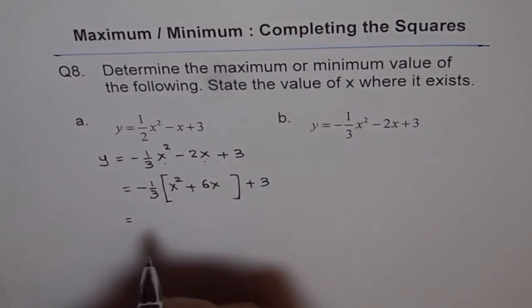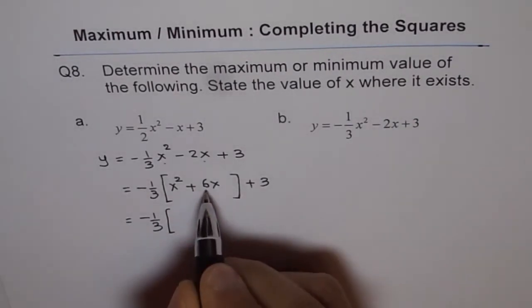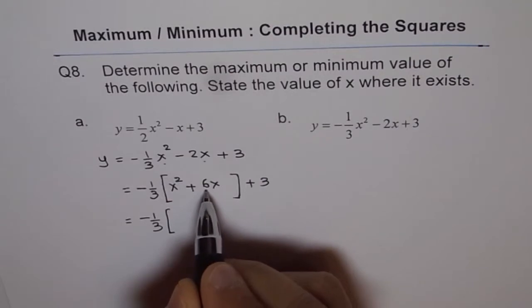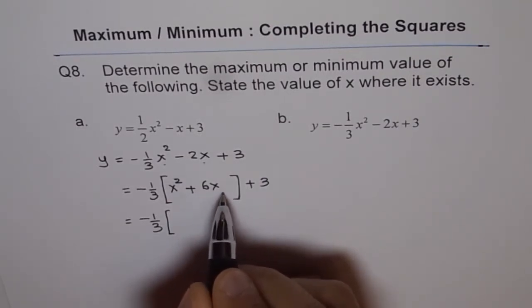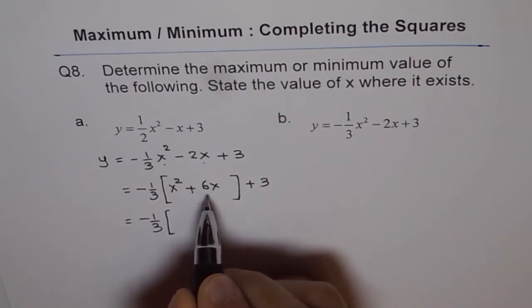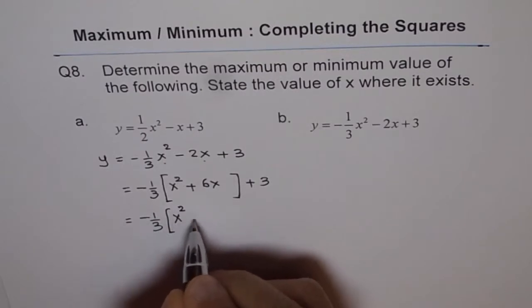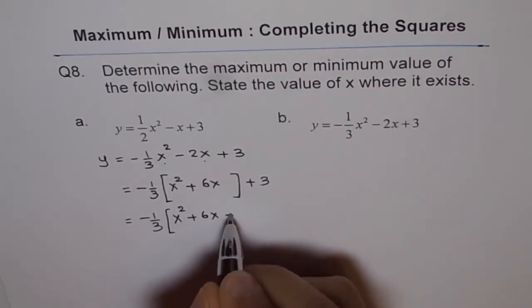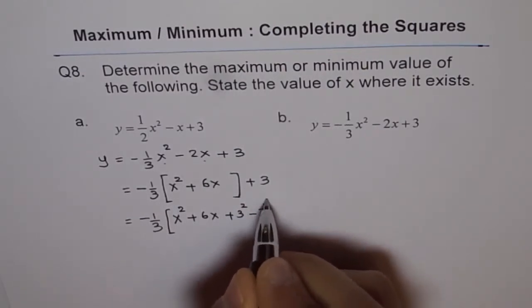The next step in completing the squares is to find half of this number, the coefficient of x. Half of this number is 3. Add and subtract the square of that number. So add and subtract 3 square. So we'll do that now. x square plus 6x, half is 3, right? So we'll add 3 square and we'll subtract 3 square, correct?